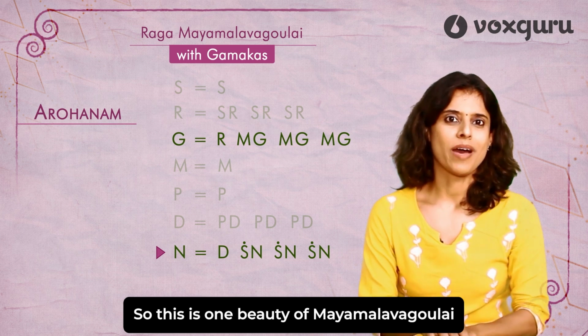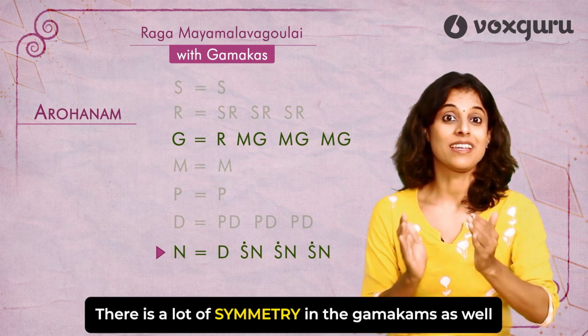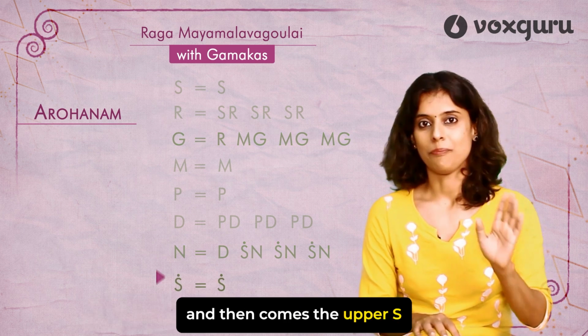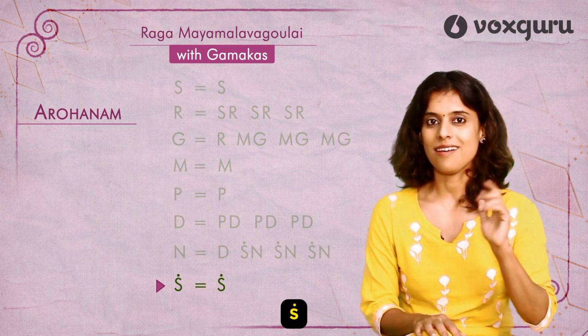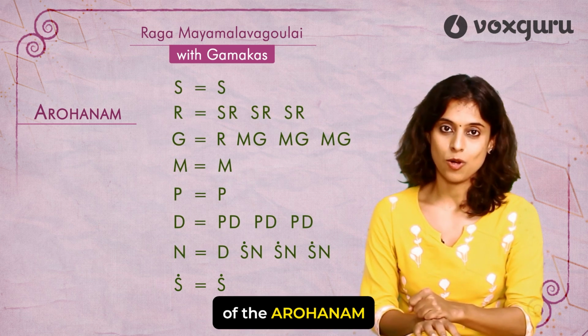So this is one beauty of Mayamalavagoulai. There is a lot of symmetry in the gamakams as well. And then comes the upper Sa, which is plain. Sa. So let us now sing the gamakams of the Arohanam.